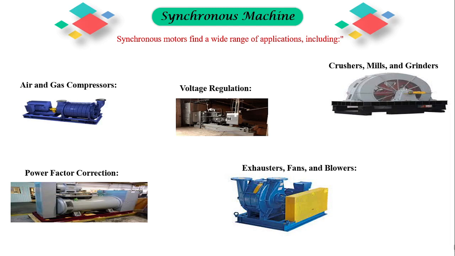These motors are commonly found in air and gas compressors, where they ensure precise control and energy efficiency, an essential combination for these applications. 5. Crushers, mills, and grinders. In machinery like crushers, mills, and grinders, synchronous operation is essential. Synchronous motors deliver the synchrony needed for efficient and effective performance. 6. Exhausters, fans, and blowers. Synchronous motors are also used in exhausters, fans, and blowers to maintain precise control over airflow and pressure, contributing to reliable ventilation and gas flow management.